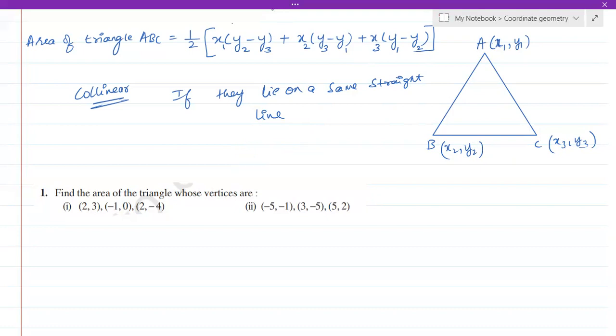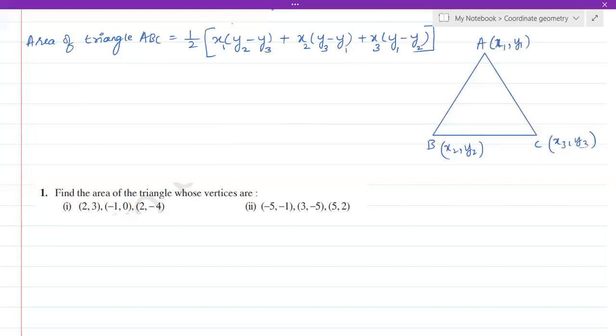If the points are collinear, you won't be able to form a triangle. If you're not able to form a triangle, then what is the area? There is no triangle here, therefore the area comes out to be 0. So using this formula, we can check whether the points are collinear or not. If the points are collinear, the area comes out to be 0, because we cannot form the triangle.